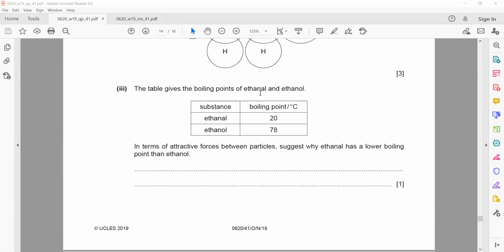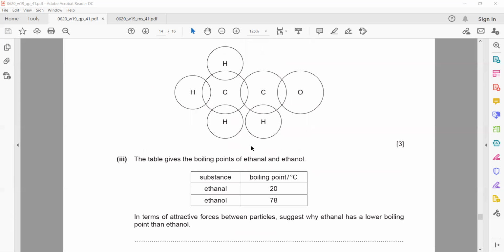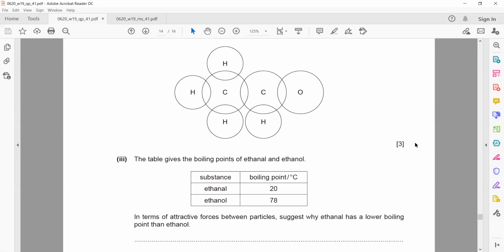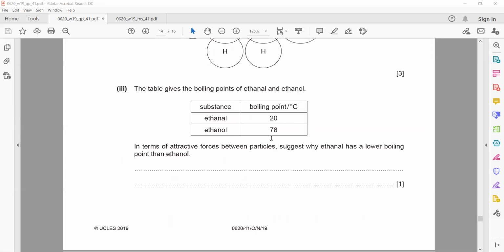The table gives the boiling points of ethanol and ethanoic acid. In terms of attractive forces, suggest why ethanol has a lower boiling point. So it depends on the number of atoms, the number of electrons. So weaker attractive forces are there in ethanol. That's why it has a lower boiling point. You have weaker forces between the molecules.